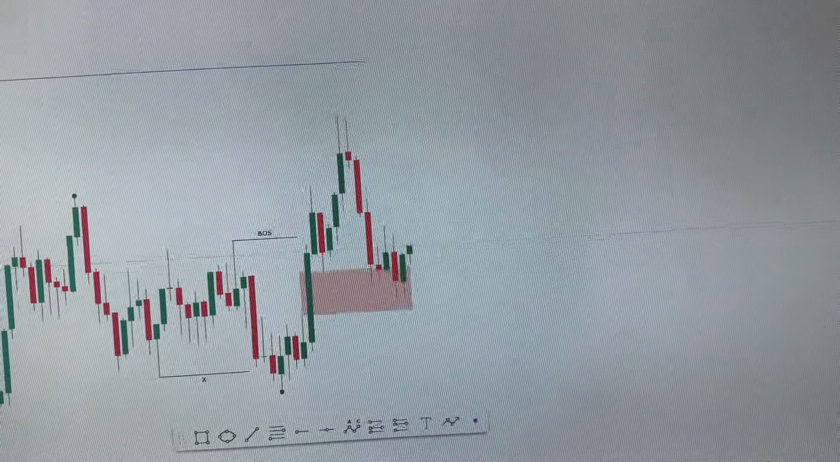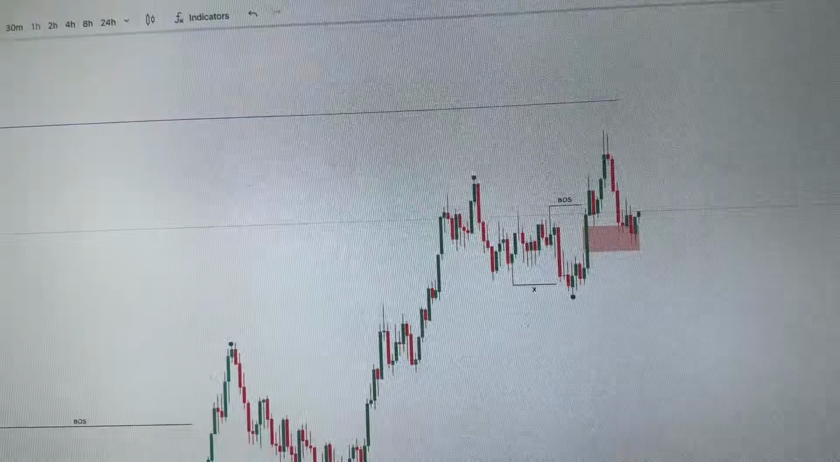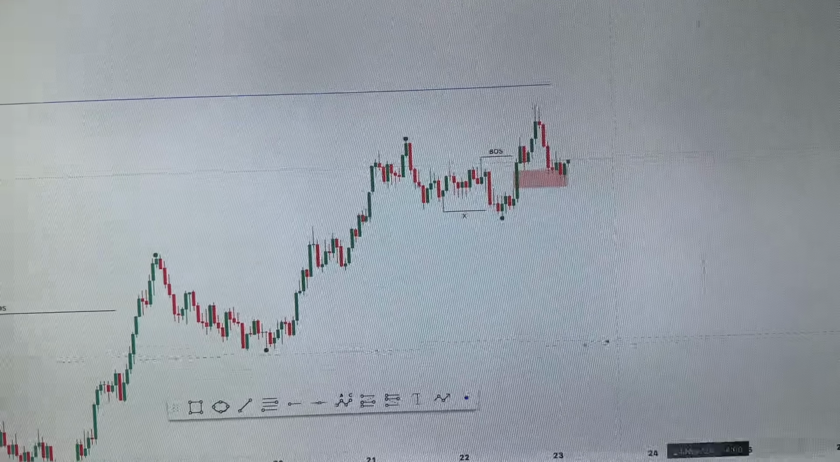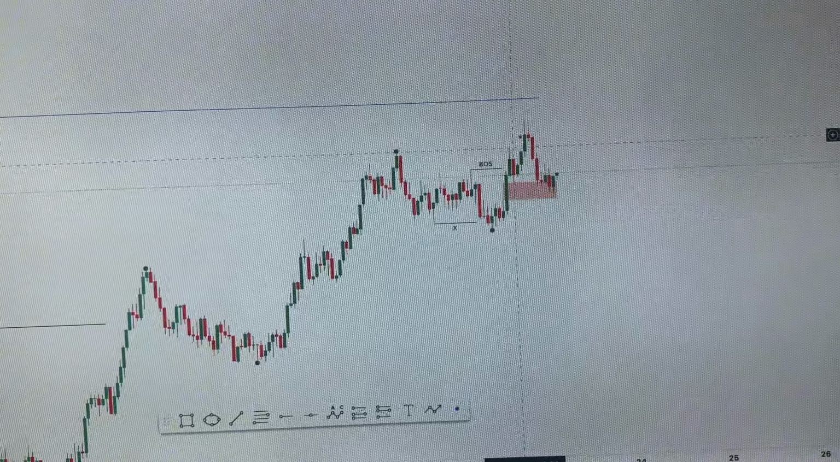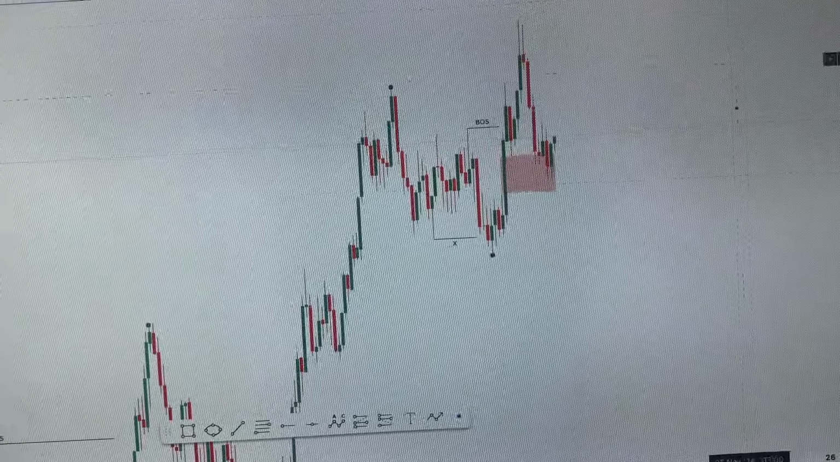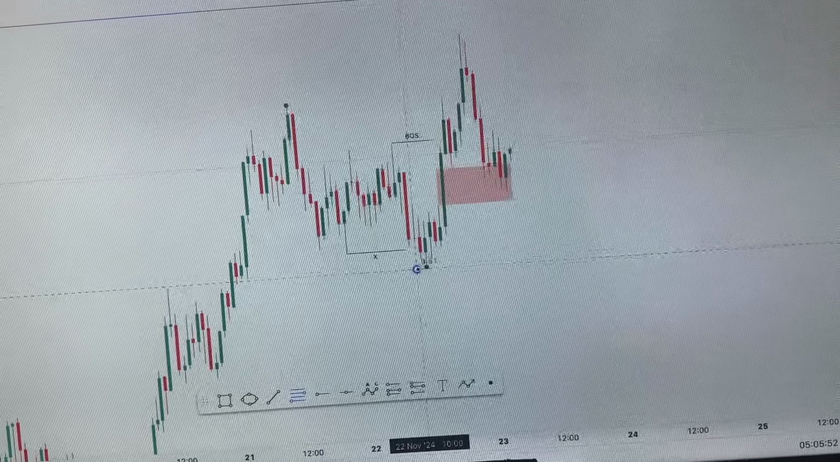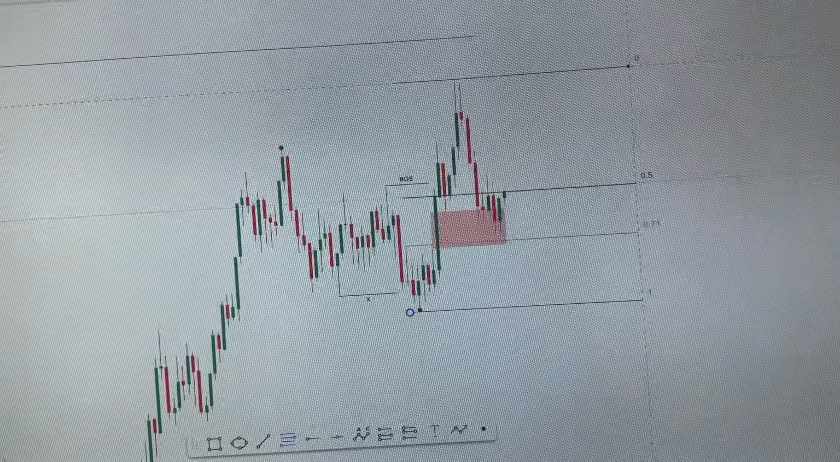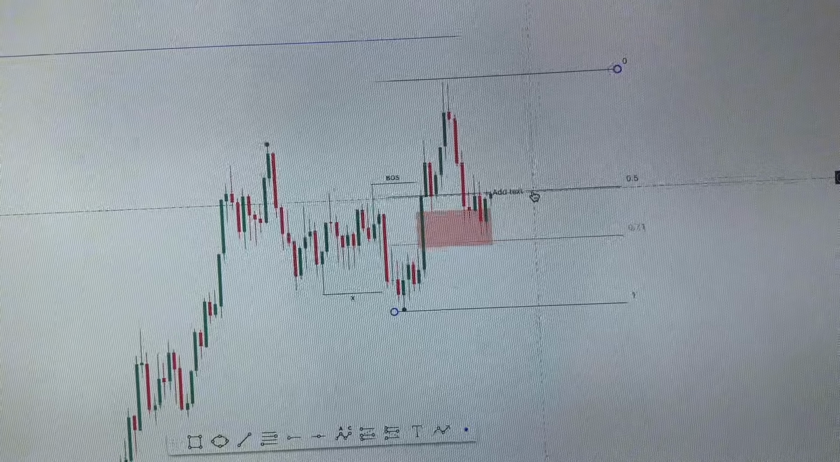So, based off what I got on the market, as you can see, the 1 hour time frame, we're bullish, right? We get a liquidity sweep, break of structure, return back to your fair value gap, with the price below the 50% level, which is a nice level.